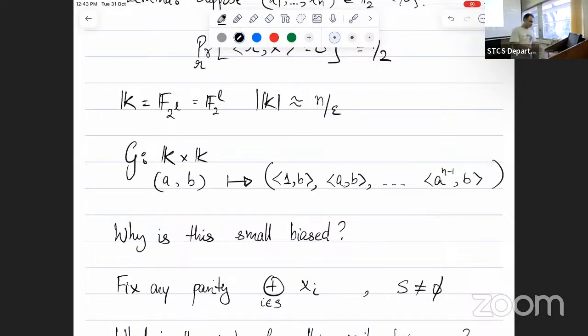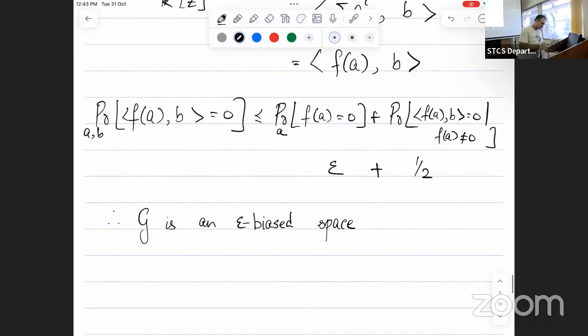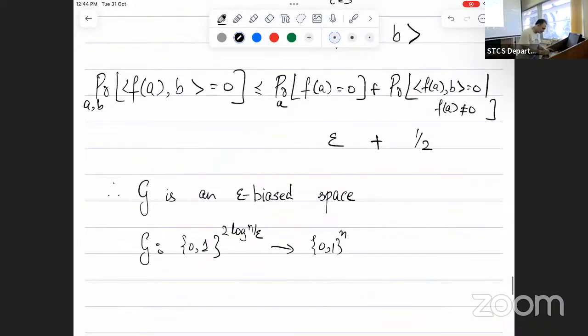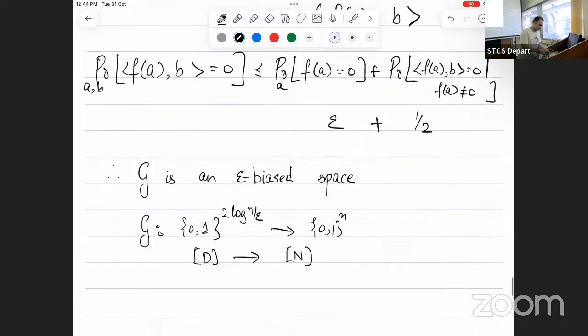Okay, great. Now whenever you have these generators, it's always a good idea to get a sense of how large the sample space is. So right now this generator G goes from {0,1} to the 2 log n over epsilon to {0,1} to the n. That's the current description of this. If you think about it in terms of just the seed length, it's like going from d to n, where d is like n squared over epsilon squared.